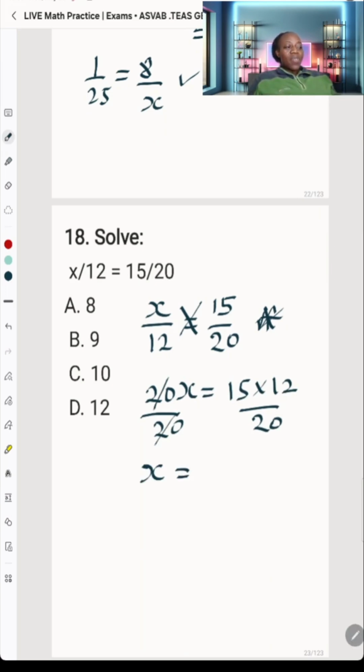5 can divide 15 and 20, right? How many 5 in 20? 4. How many 5 in 15? 3. 4 can also divide 12. How many 4? 1. How many 4 here? 3. What do we have? 3 multiplied by 3. And that's what? 9. Our answer is B. X is B.